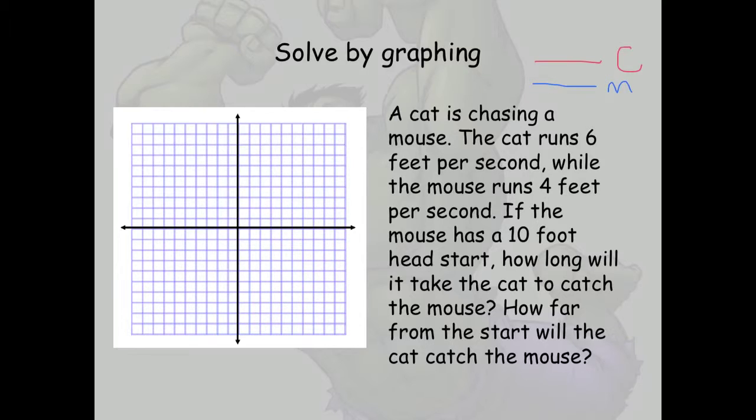Also, I want to label each axis. This is going to be time and distance. And we're going to change the scale on the distance to make it fit here. So each square counts for 4 feet. Alright, so if the mouse has a 10-foot head start, that's going to be 4, 8, and we'll put this somewhere in the middle of where our y-intercept is to represent the 10-foot head start.